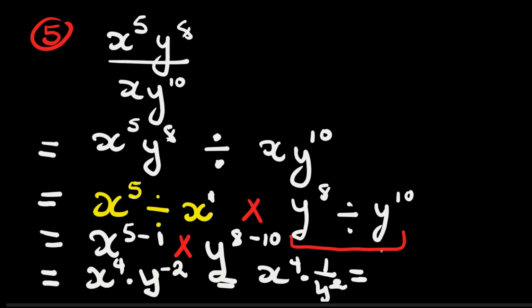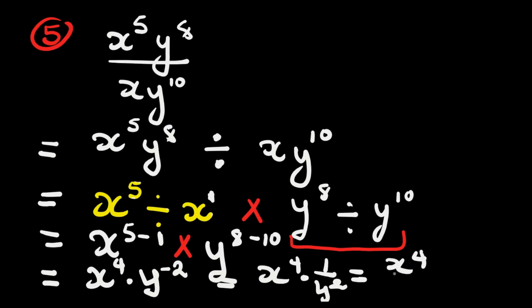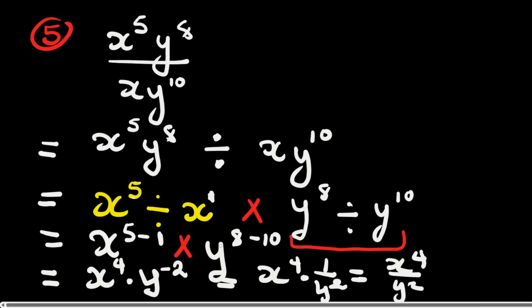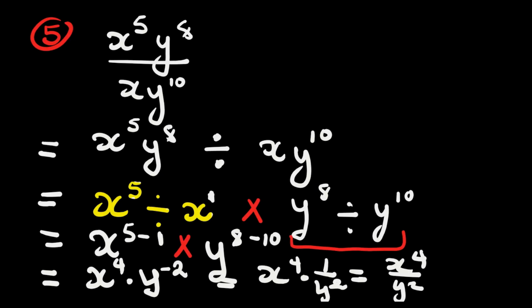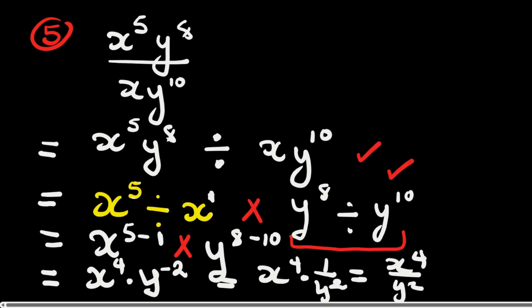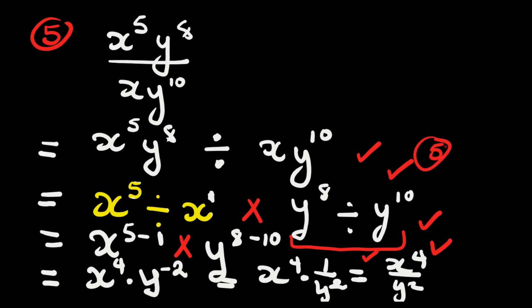And this could be written finally as x to the power 4 over y to the power 2. And our mark allocation for this one, let's say it's 5. 1, 2, 3, 4, 5. 5 marks.